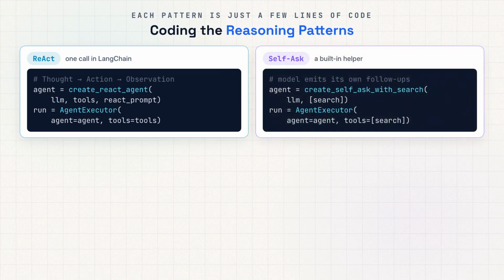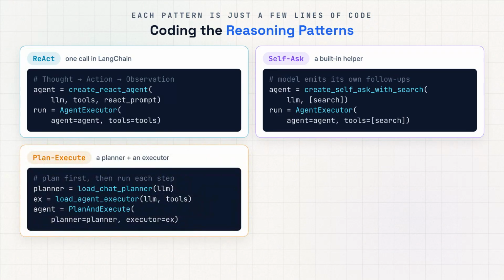Self ask is just as easy. There's a built-in helper, create self-ask with search. The model writes its own follow-up questions and the executor answers each one. Same three lines, completely different strategy. Plan and execute splits the work in two. A planner that writes all the steps up front and an executor that runs them one by one. Load both, combine them, and you're done.